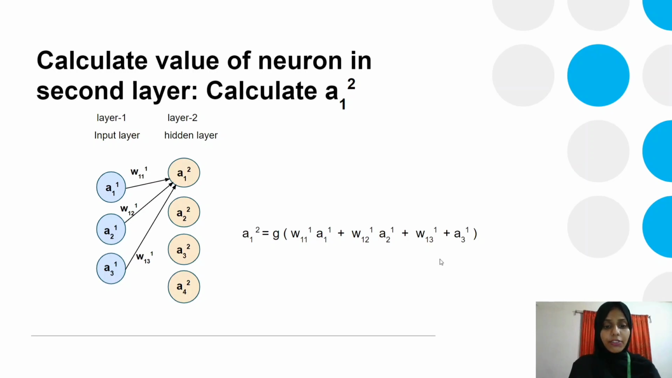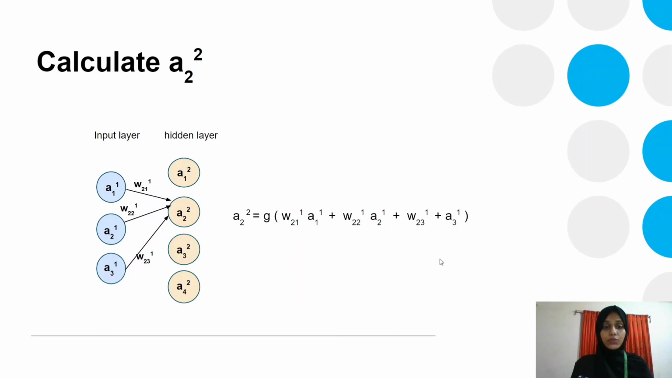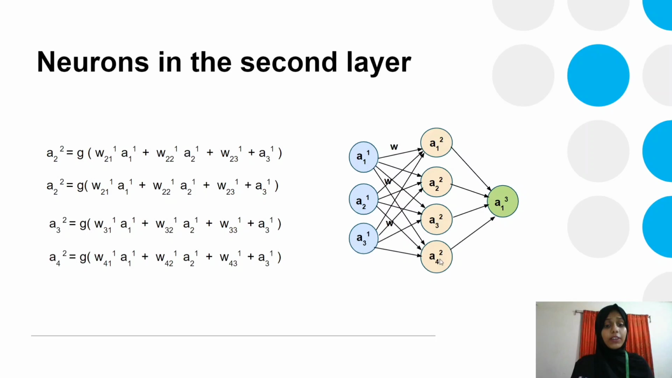The activation function takes the weighted sum as input and produces the activation value for each neuron in the next layer. We repeat this process for the subsequent neurons of the second layer. This is how we get the values of all the neurons the second layer contains. These activation values become the inputs for the next layer.